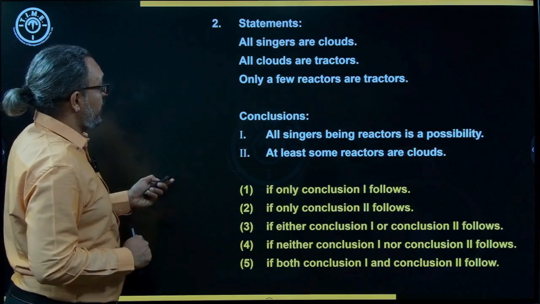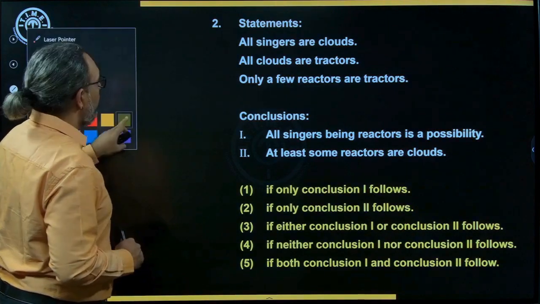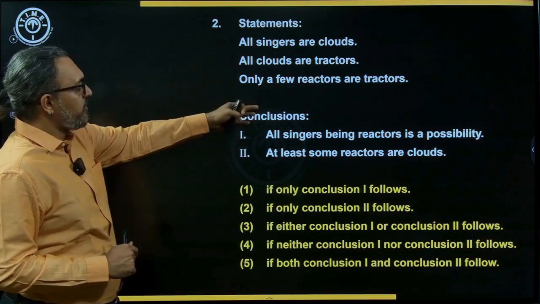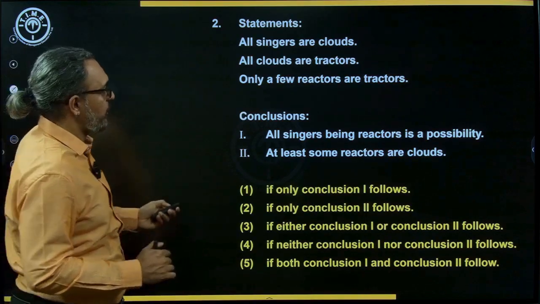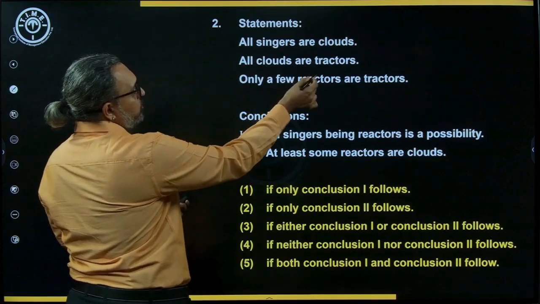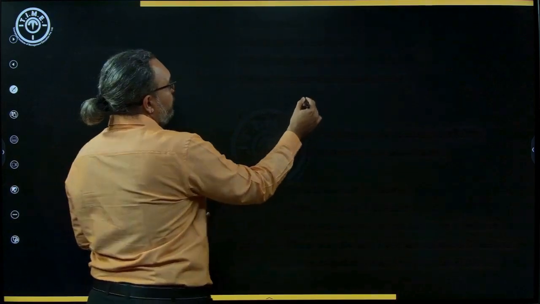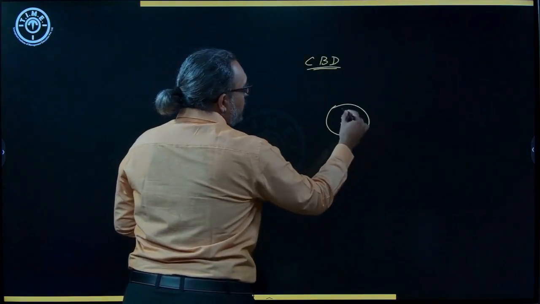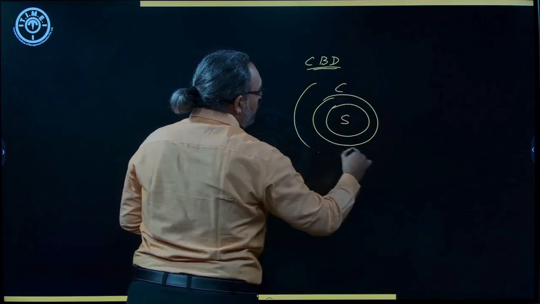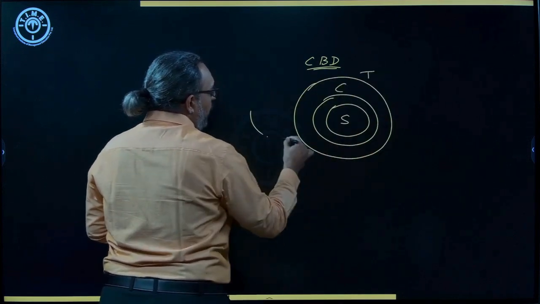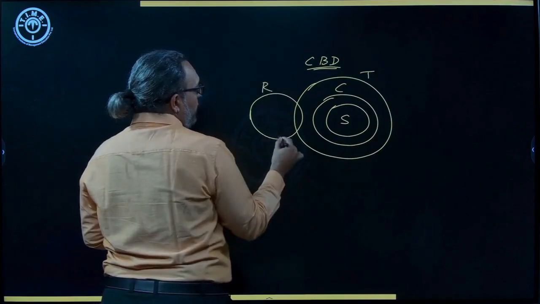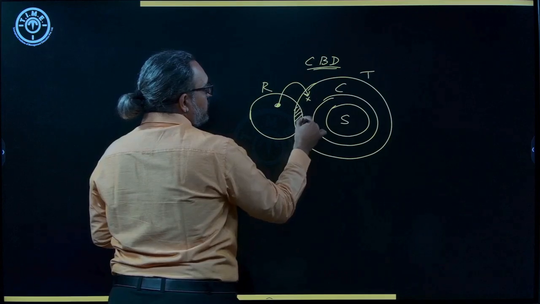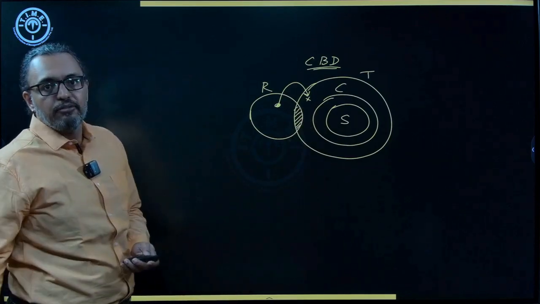Then next one. Yeah. So again, we have very similar statements and different conclusions. So let's go for it. All singers are clouds, all clouds are tractors, only a few reactors are tractors. Okay. So again, let's draw the combined diagram. All singers are clouds, all clouds are tractors, and only a few reactors are tractors. So there are some reactors that should never enter inside tractors. So this is the combined diagram we have, correct?